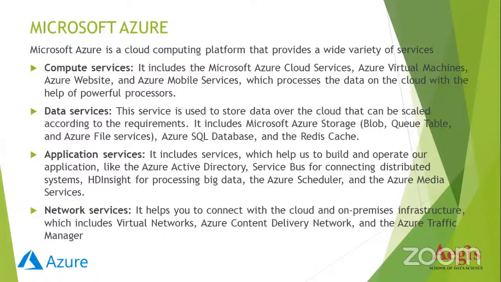It's like you want to use, for example, Azure Service Bus. It's all application services. And the network services, whenever you have to do something with networking, that time we will use network services. That includes virtual network, content delivery network, Azure Traffic Manager. There are more available: load balancer, firewall, APIM. These are all the network services. So for different purposes, we will use different services.